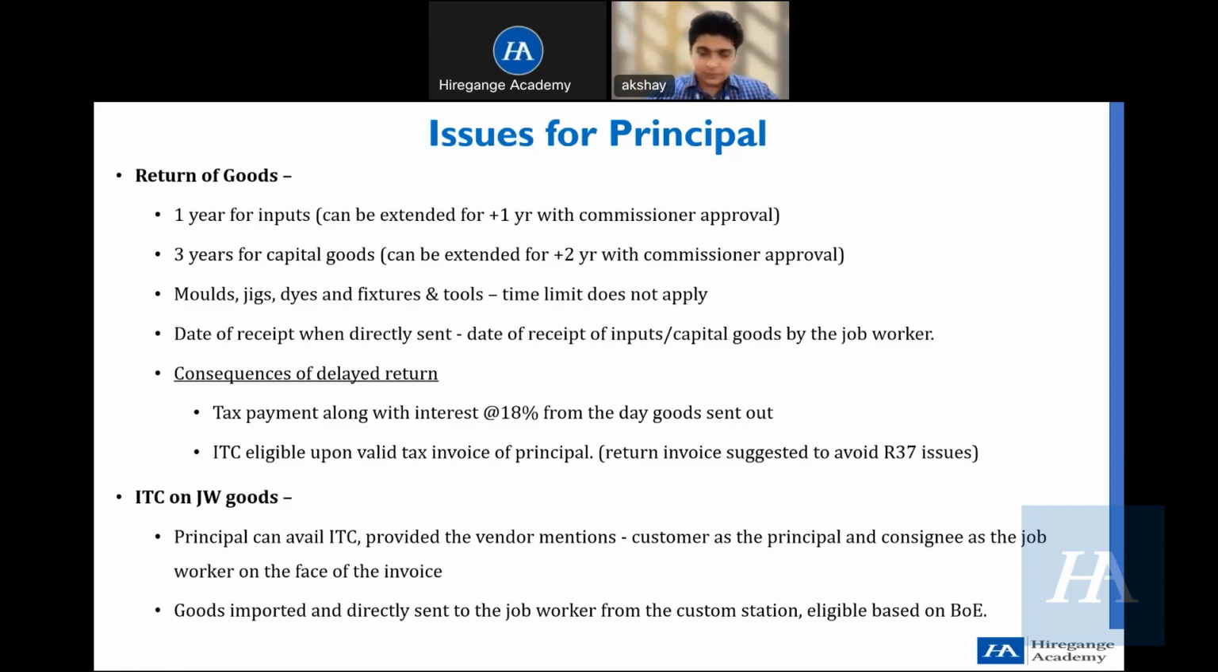The basic underlying requirement analysis: if there are any goods, inputs, capital goods, or molds, jigs, dies sent to the job worker, the credit is eligible for the principal on these goods.